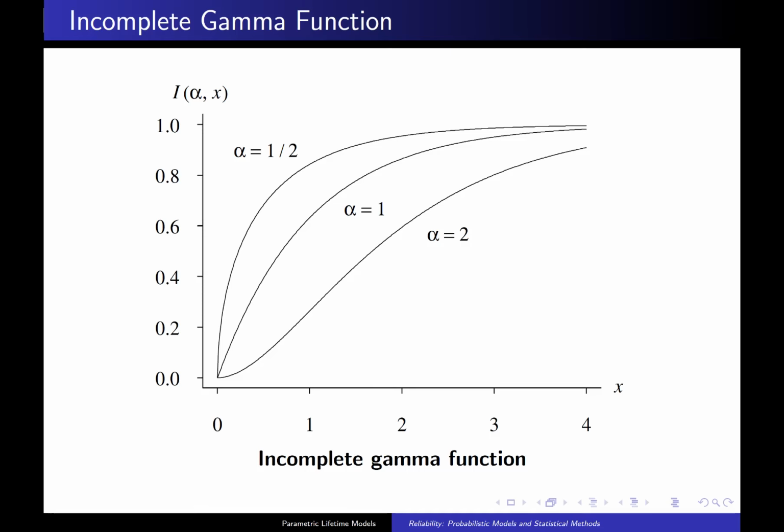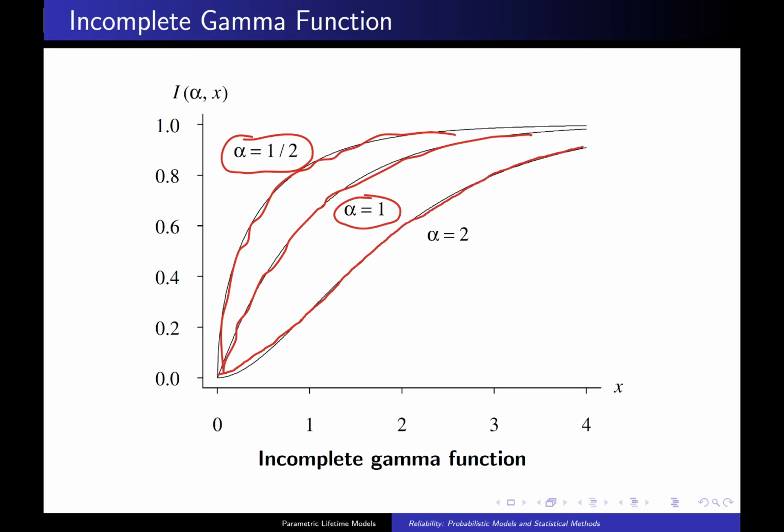Here are some pictures of the incomplete gamma function. So what you notice here is you'll notice that when alpha is equal to 1/2, you get a fairly steep beginning. Comes out like this. Alpha equals 1, that turns out to be the exponential distribution there. And for alpha equals 2, now you have that CDF that looks like that. So even though I'm calling this a CDF, this is really the incomplete gamma function, and these happen to be the CDFs for the gamma distribution. Notice that they always lie between 0 and 1.